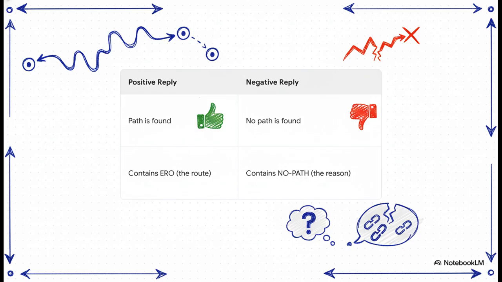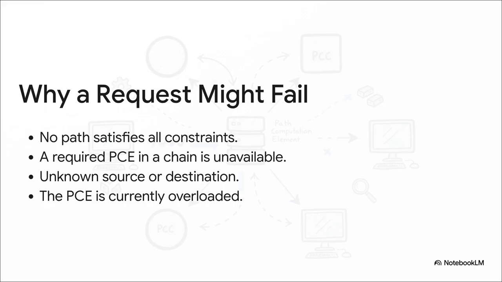It says, yep, I found a path for you, and it includes something called an explicit route object, which is basically the turn-by-turn directions. But if it can't find a path that ticks all the boxes, it sends a negative reply with a no-path object, which very helpfully explains why it failed. So what are some of those reasons it might fail? Well, the RFC outlines a bunch.